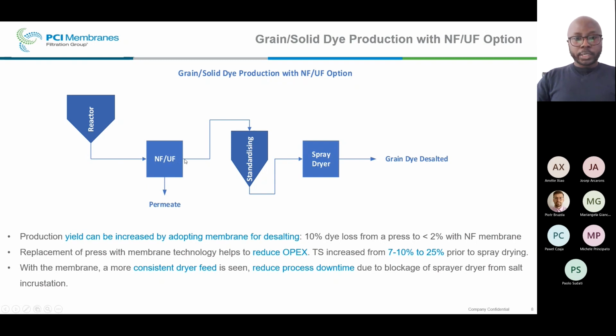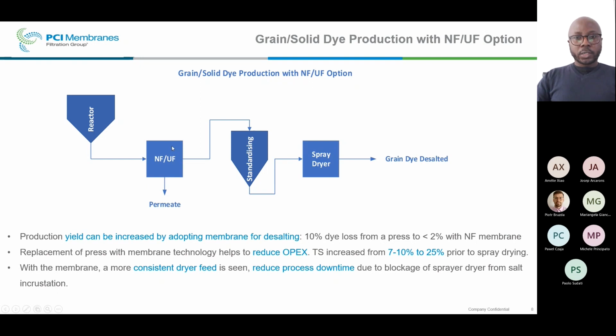This is then passed through a membrane system, which might involve the use of a nanofiltration or ultrafiltration membrane. And obviously, if this is implemented, we are taking out the other processes which involve the use of the press. And then from the nanofiltration or ultrafiltration membrane, the product is passed to the standardizing to help to have a more consistent product before this is then passed to a spray dryer to get the final dried and desalted product.